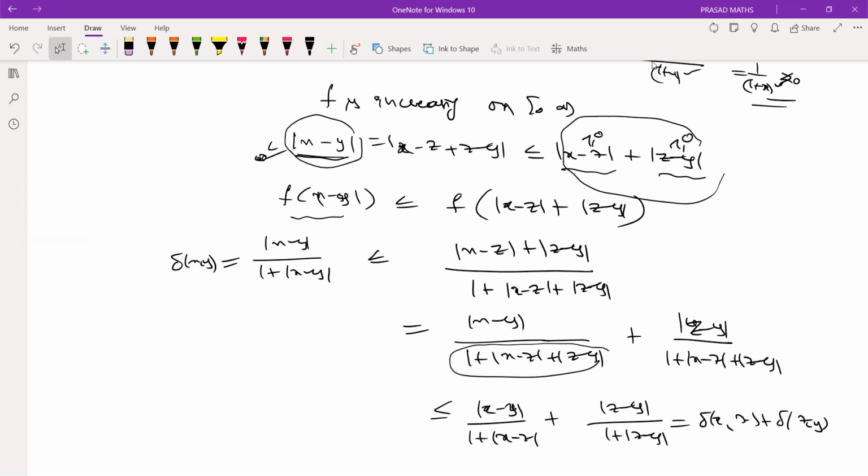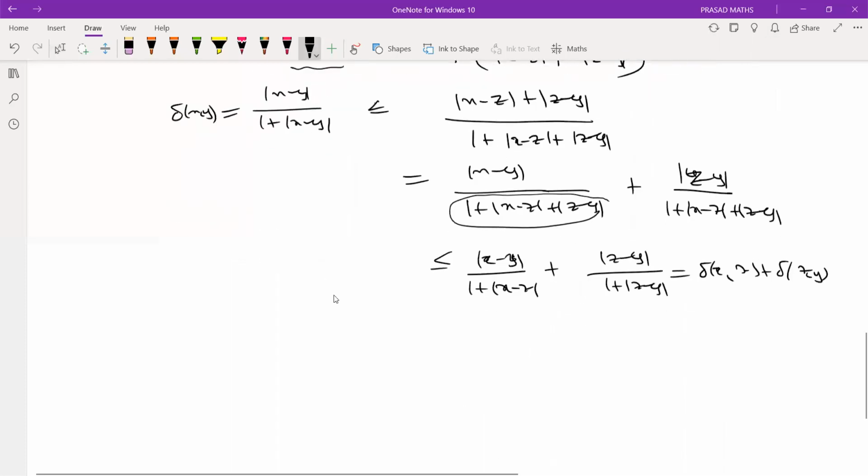Therefore, D satisfies all properties. Therefore, D is a metric.